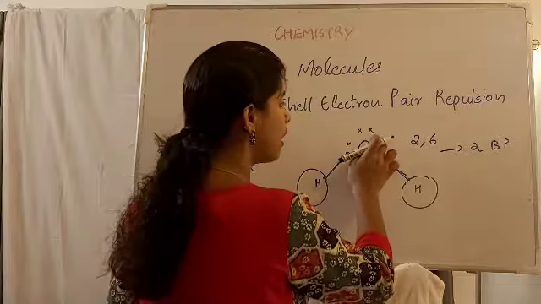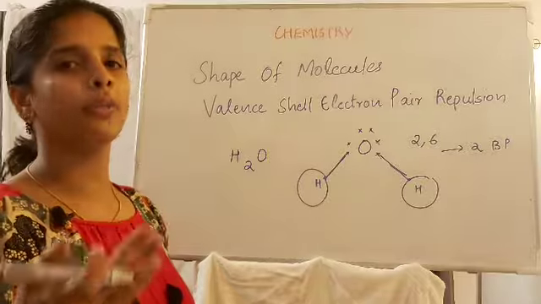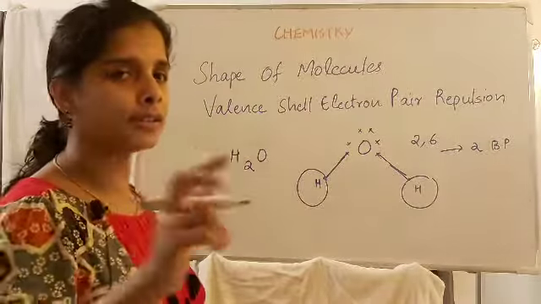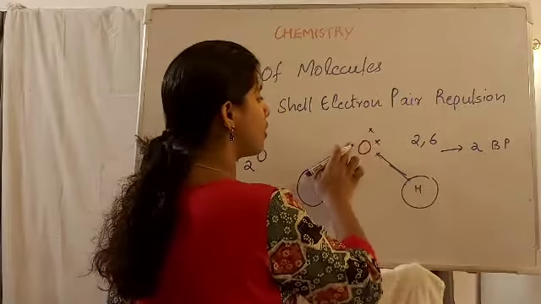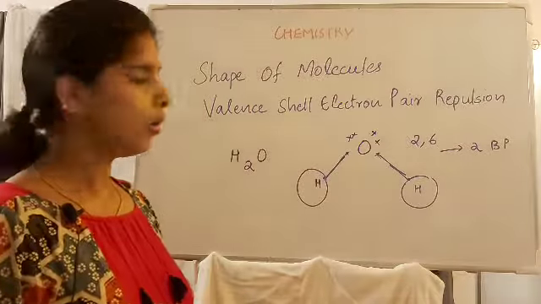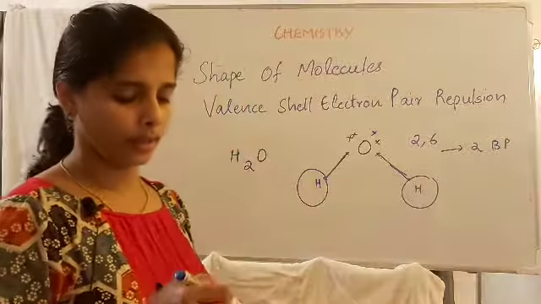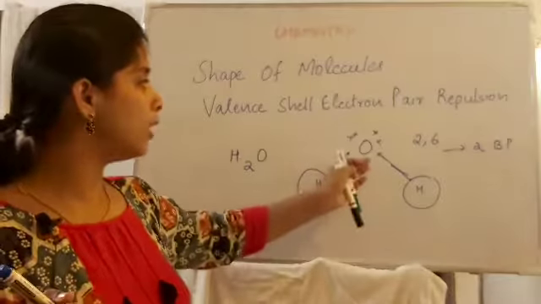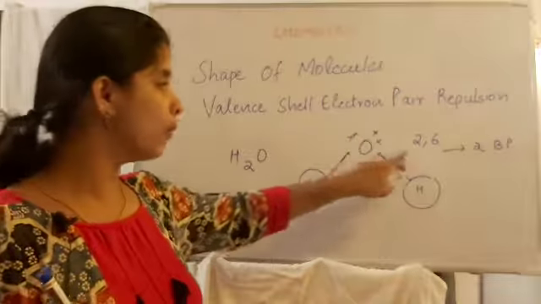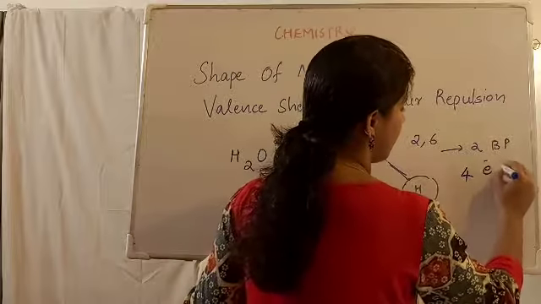And look, there are 4 electrons which have not undergone bonding with any other atom, or these are lone pairs. So how many lone pairs are there? 2 lone pairs. This constitutes one lone pair and this constitutes another lone pair. So what will be the preferred geometry of this molecule? These 2 bond pairs and 2 lone pairs: altogether there are 4 electron pairs.